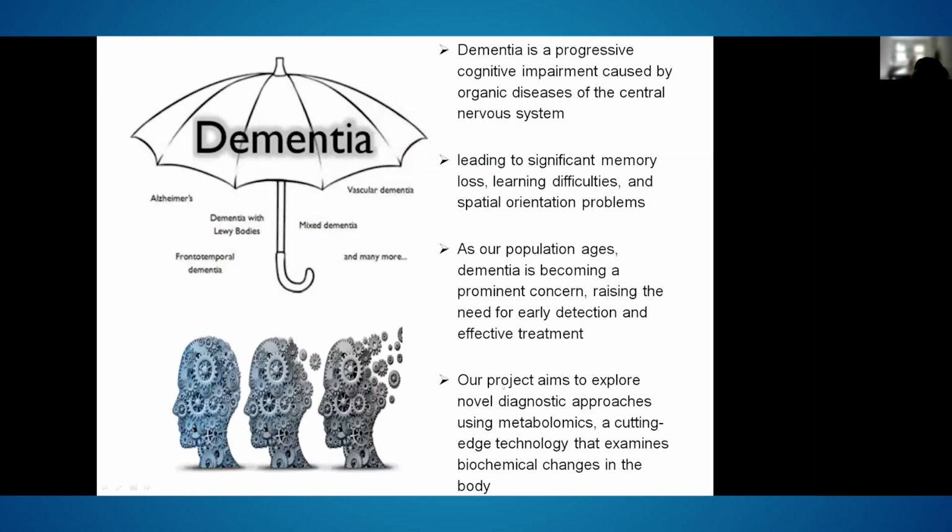The two most common types of dementia are Alzheimer's disease and vascular dementia. Alzheimer's disease is primarily associated with amyloid plaque accumulation and tau protein pathology, while vascular dementia is caused by reduced cerebral blood flow and vascular damage in the brain. Although these diseases have different underlying mechanisms, their clinical symptoms often overlap, making differentiation challenging.